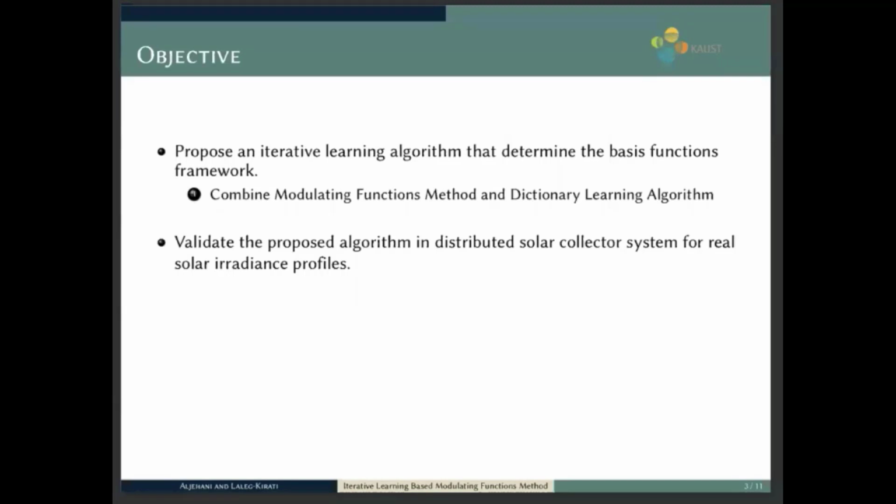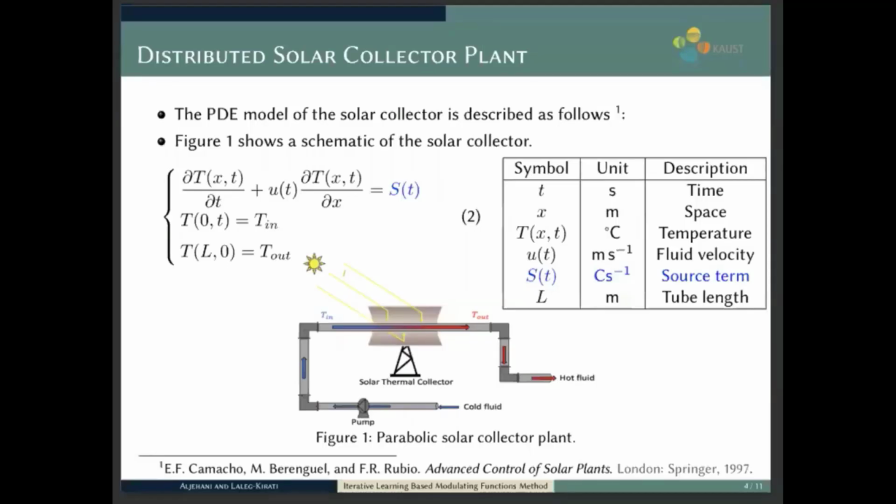In our work, we are proposing an iterative algorithm that determines the basis functions framework. Then we will validate the proposed algorithm in a distributed solar collector for real solar irradiance profiles. The solar collector model is represented in PDE form as in equation 2, where capital T is the temperature, U of T is the fluid velocity, and S of T is the source term. Our objective is to estimate the source term S of T from output measurements T out.